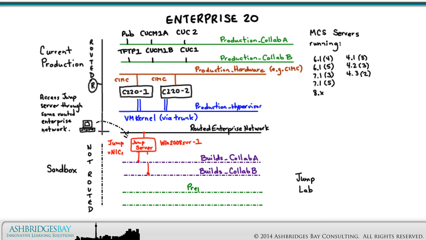We'll do our pre-production activities on the non-routed pre-production Collab A and pre-production Collab B VLANs. The JUMP server VNICs can be connected to the pre-production VLANs for access to the pre-production cluster. You must isolate the pre-production Collab A and pre-production Collab B VLANs.